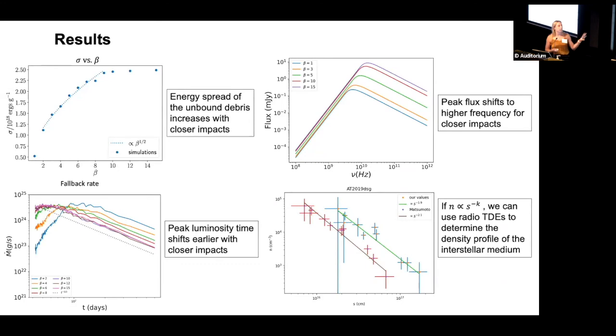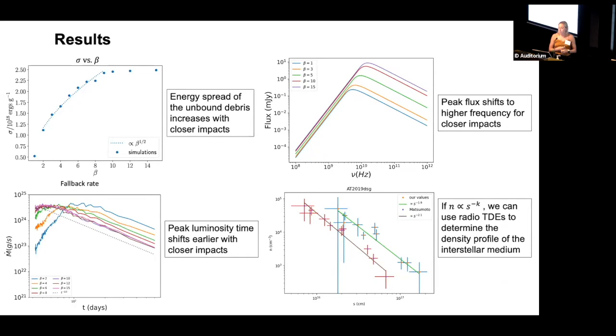On the right-hand side, I have my project where I focused on the radio emission from TDEs. I used a synchrotron emission model, so I took the unbound debris interacting with the medium around it and creating that synchrotron emission. One result we found was that the peak flux shifts to higher frequency for closer impacts. So again, another observation we can make that could potentially constrain the impact parameter, now using radio emission.